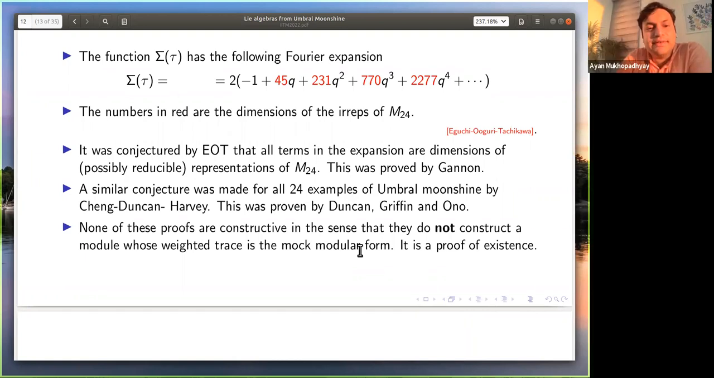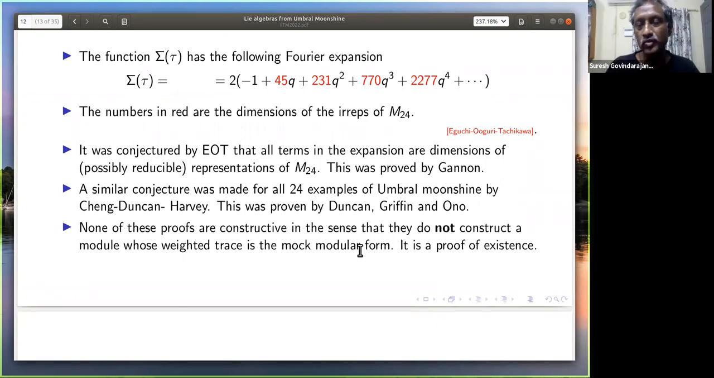So when you say that 24 examples of Umbral Moonshine, what are these 24 examples that correspond to? Each one of them is associated with the Niemeyer lattice. Actually, the Umbral Moonshine story is very, very big. So many connections and my head spins, okay?